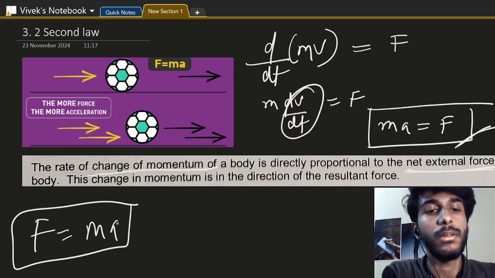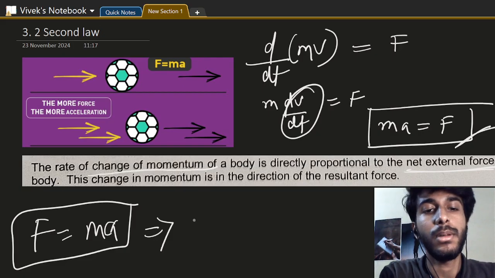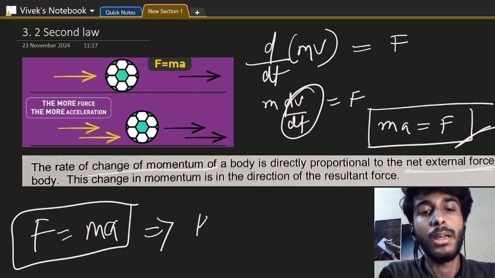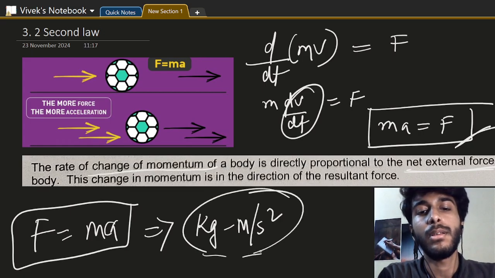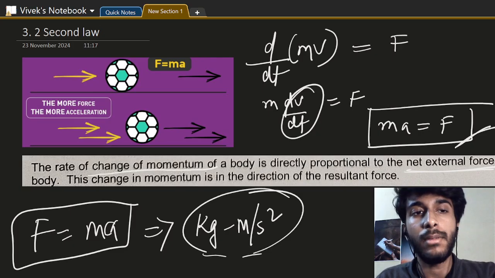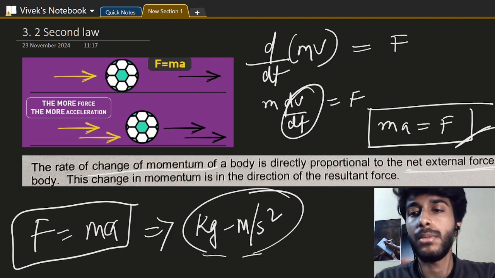And now we can understand why people say force is equal to ma. This is the derivation of force equals ma, and from this we can comment that the unit will be kilogram meter per second square. This is the unit of force. That is why I was saying that I will explain where this force equals ma comes from. This is the second law.